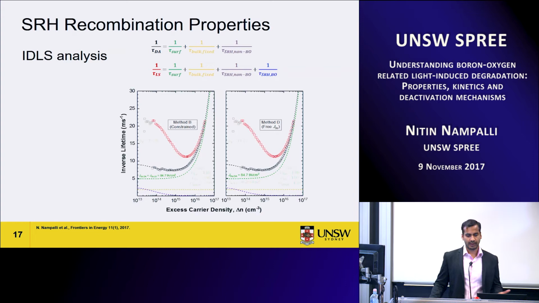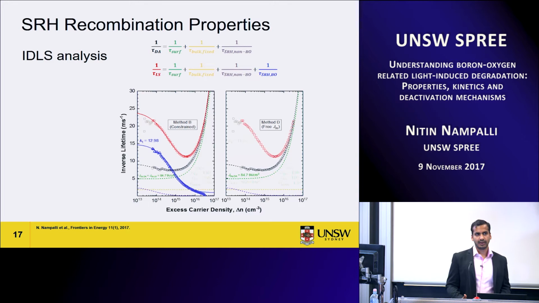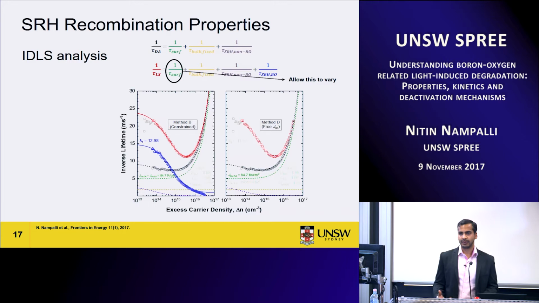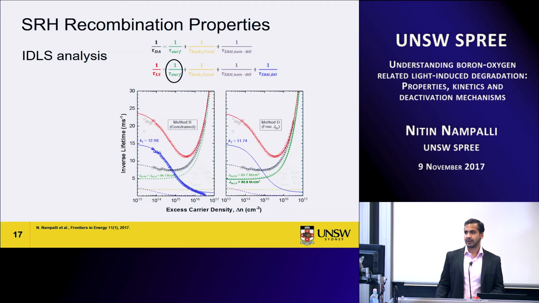So there's a few different ways to determine the capture cross-section ratio. On the left side, let's call it the constrained method, you can subtract the red and the black curves and try and fit K to that curve, and you can get the K value that way. But let's say we allow one of these other parameters in the lifetime to change. Then we can end up with a different K value. So you see it's quite sensitive to the analysis method that you use.